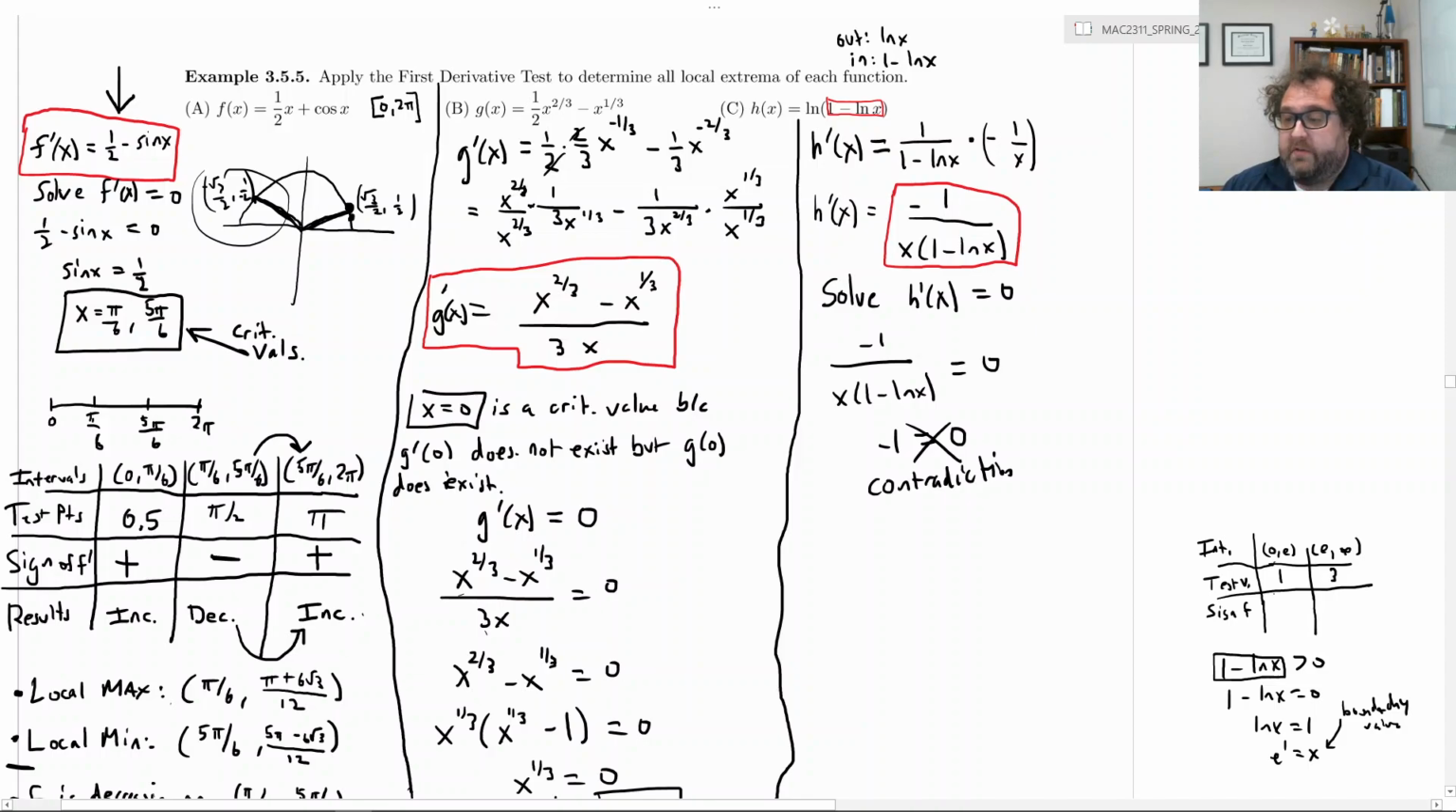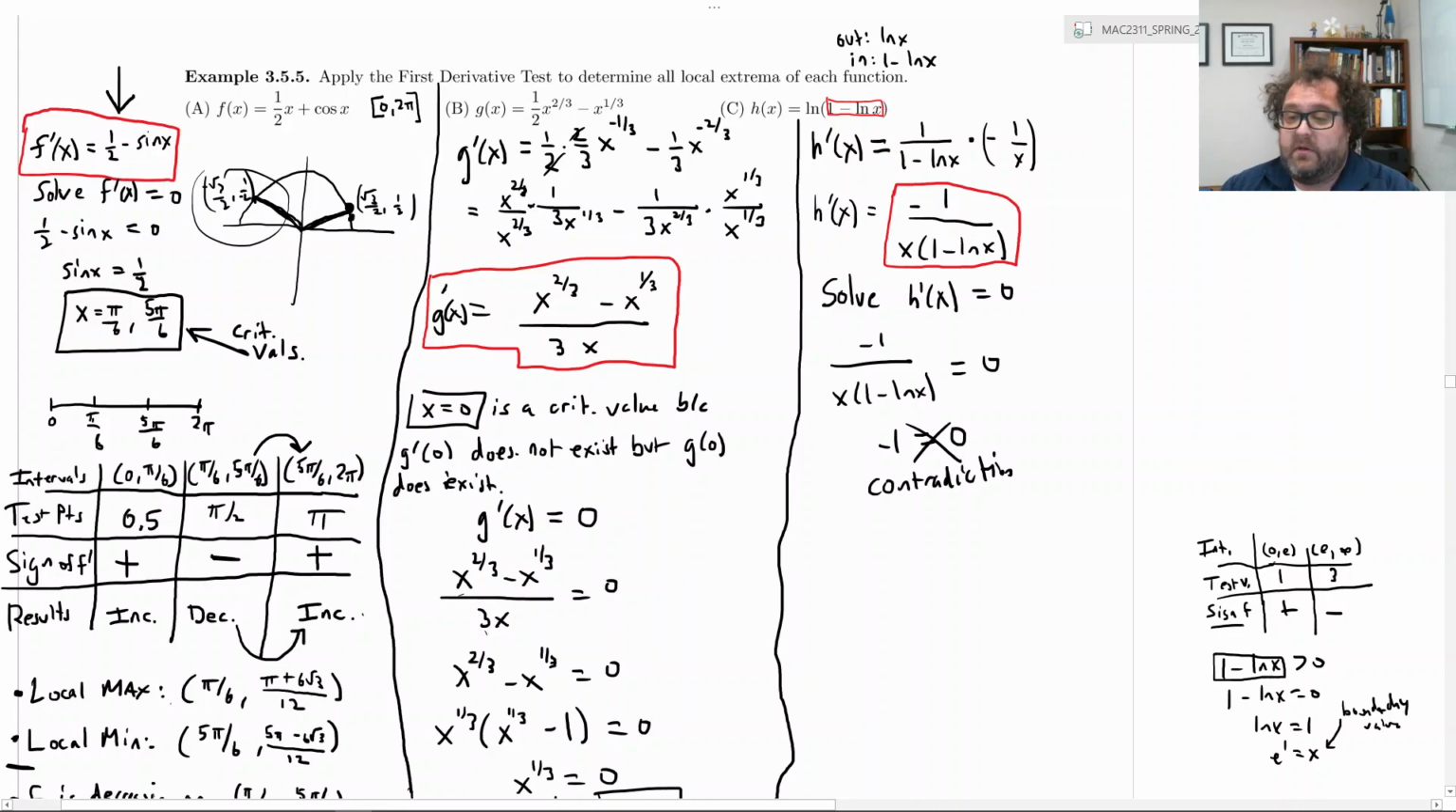Well, if you plug in a 1, what's the natural log of 1? The natural log of 1 is 0. So 1 minus 0 is positive. If you plug in a 3, what's the natural log of 3? I bet it's going to be bigger than 1. The natural log of 3 is 1.09. So 1 minus 1.09 is negative.